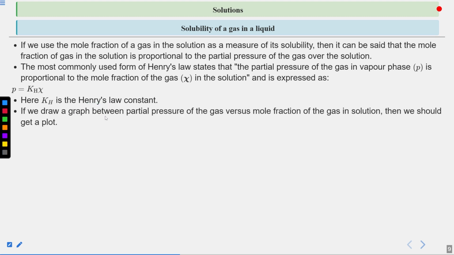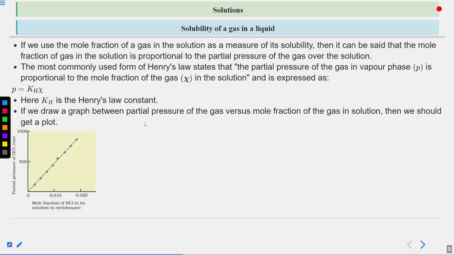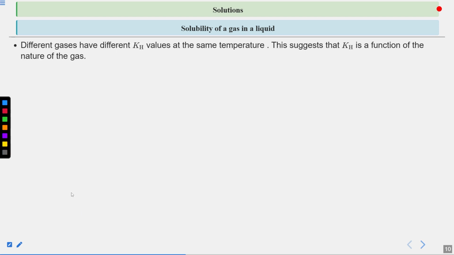Now, if we draw a graph, what would be the plot? According to this equation, the pressure will be directly proportional to chi. So it will give you a linear plot. This KH value, or Henry constant, is defined differently for different gases, and it is a function of the nature of the gas simply.